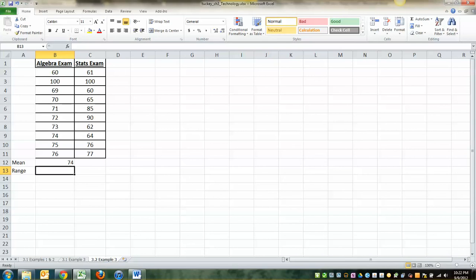Boom. And the range is equal to, now, to do this, you can do this a couple ways, but I think the easiest way is max, parentheses, of that data, close your parentheses, minus the min. I'm going to let you figure out what max and min mean. And I'm done with this whole scrolling thing. So B2 colon B11. There we go.